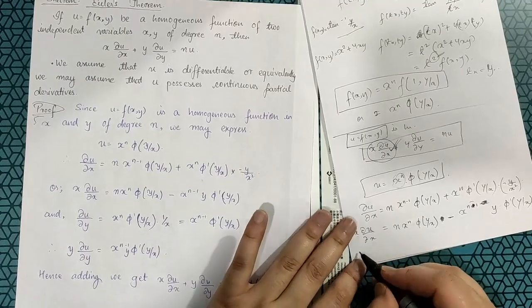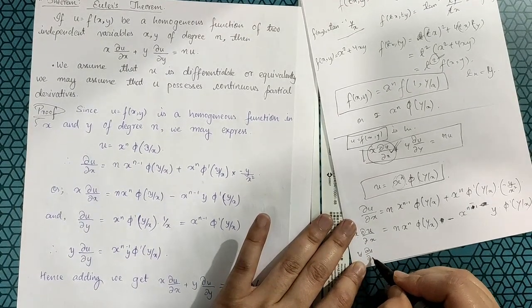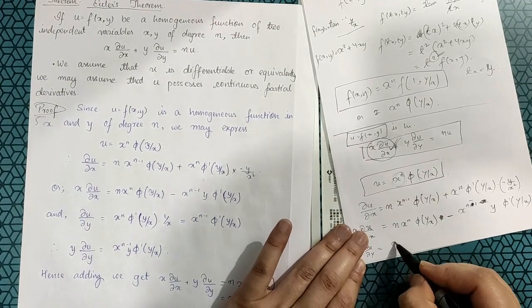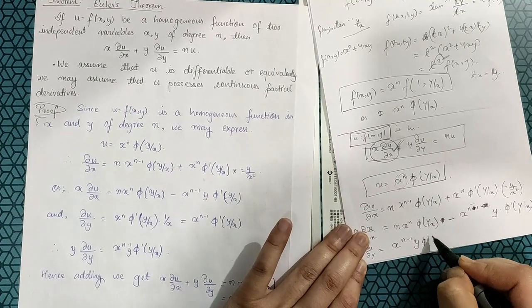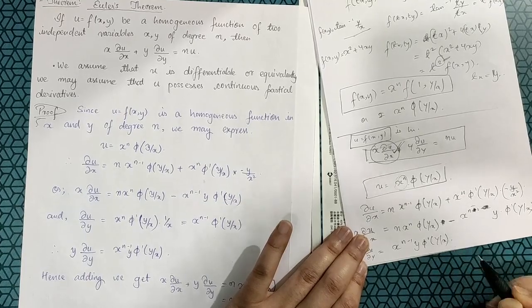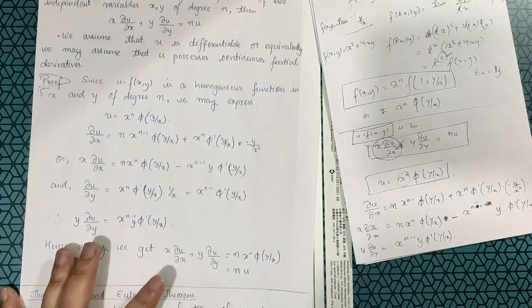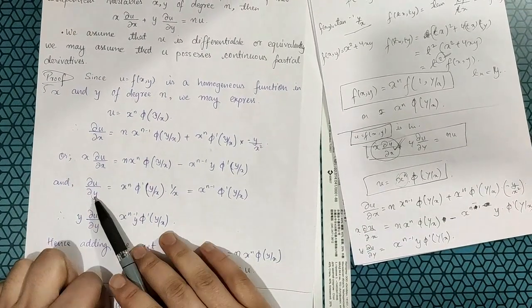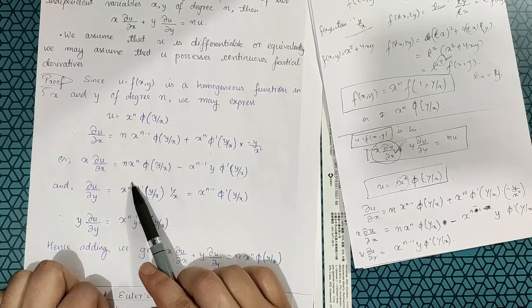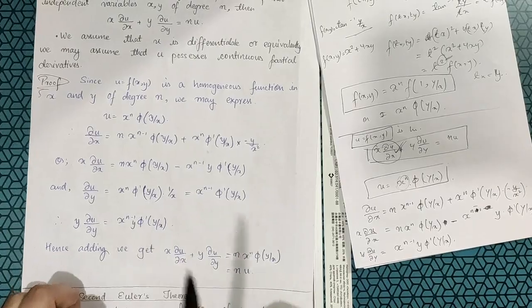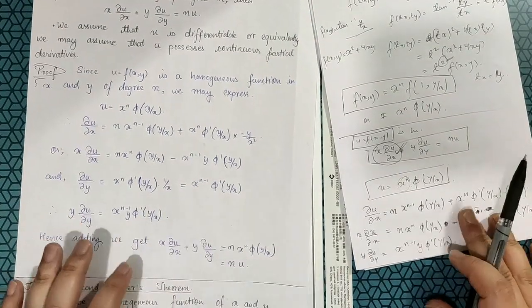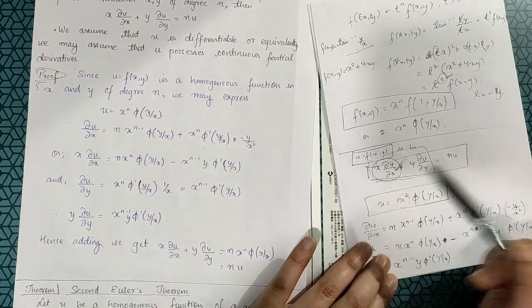Similarly, we can find y del u by del y, which is x to the power n minus 1 y phi dash y by x. You can see it here. We differentiate this with respect to y. So x to the power n is a constant for that, and we get this. So now what we do is we need to add these two. So let us try to add.